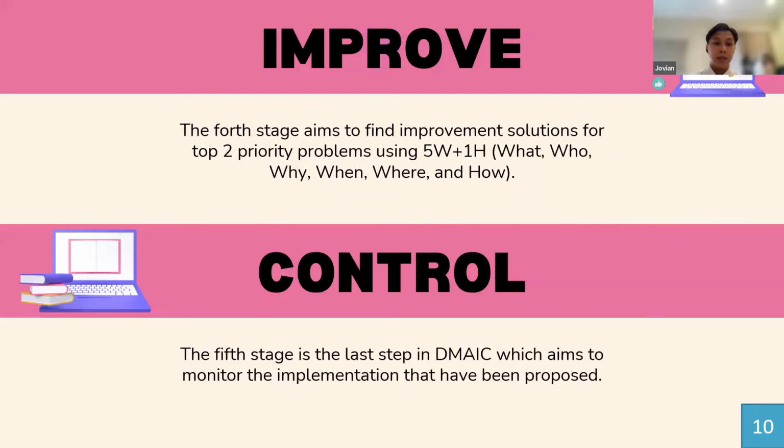And next one is the improve stage, which can be used for finding improvement solutions to overcome the top 2 priority problems using 5W plus 1H: what, who, why, when, where, and how. And the last stage is control, which can be used for monitoring the progress of improvements that have been proposed.